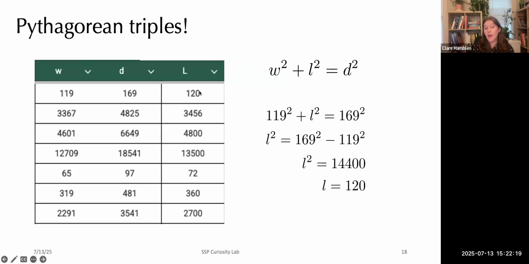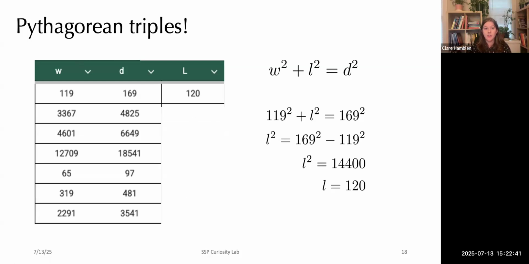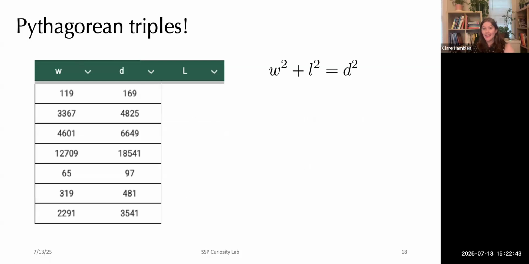What's exciting is that when you just try out the Pythagorean theorem in every row, and I'm only showing you 7 here, but if you try it in every row, every single time you calculate that the missing value is a whole number. And I have to emphasize it is almost impossible that these numbers could have been collected for any other reason than that they are members of a Pythagorean triple.